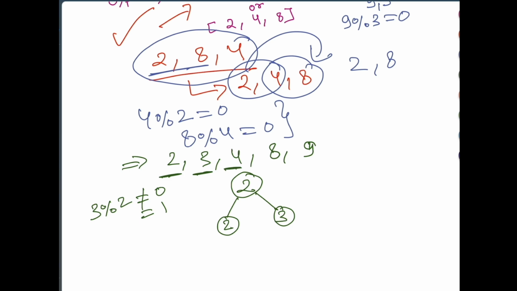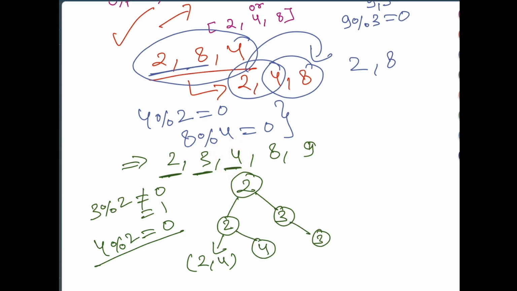Now we check for 4. Can 4 bond with 2? Yes, 4 can bond with 2, right? So you can say 2 comma 4. It can bond because 4 mod 2 is equal to 0. But can 4 bond with 3? We are not sure that 4 can bond with 3, right? So 3 will continue, and also we will have 4 as an individual element as well. And then you will have to continue.